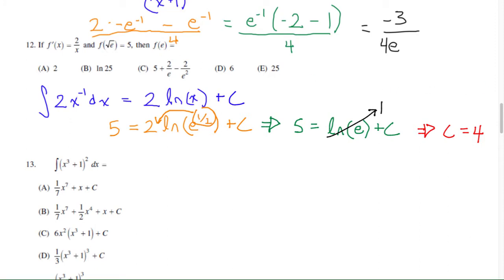So here's my function. I'll write it in red, sure. My function now looks like this. F of x is now equal to 2 natural log of x plus c, but we know what c is. C is 4, plus 4. Now I'm going to plug in e. So 2 natural log of e. Natural log of e again is? 1, they cancel out. 2 plus 4 is? 6. There it is.